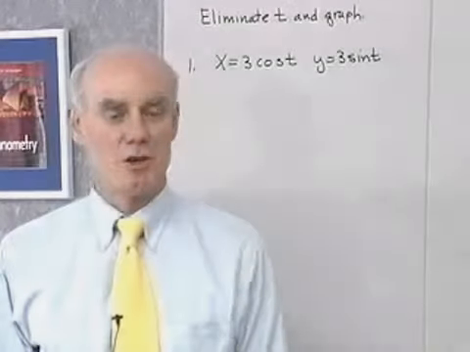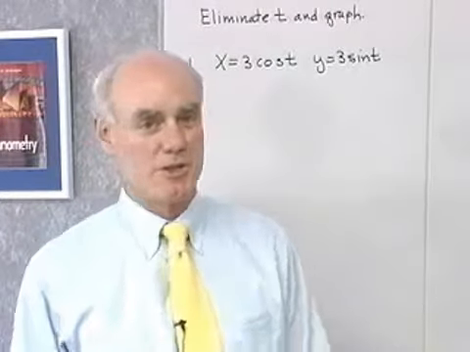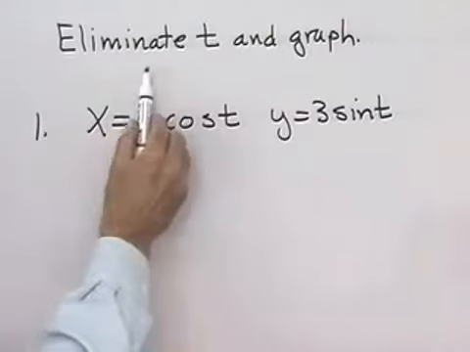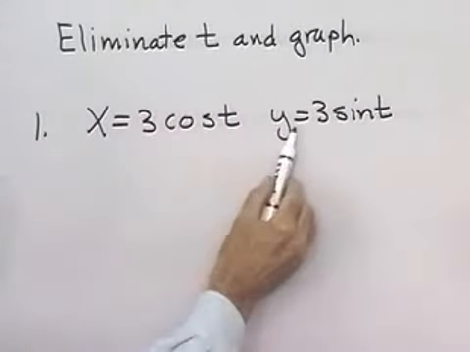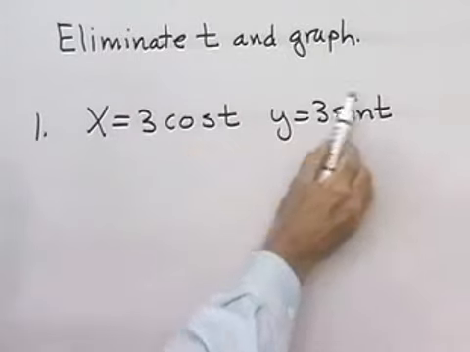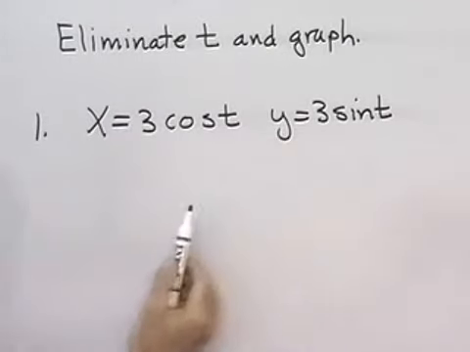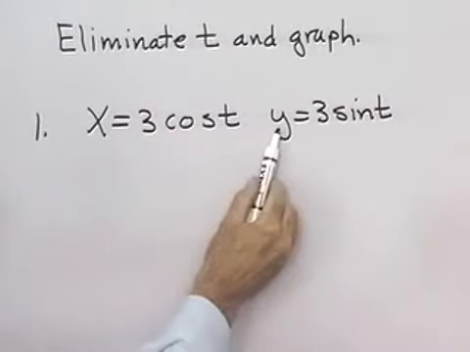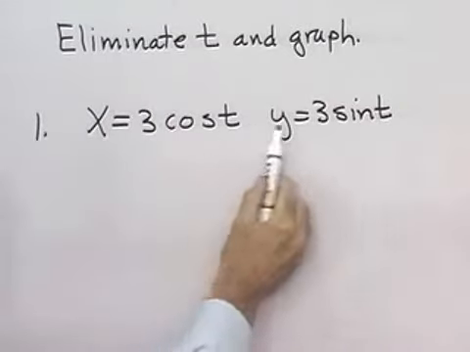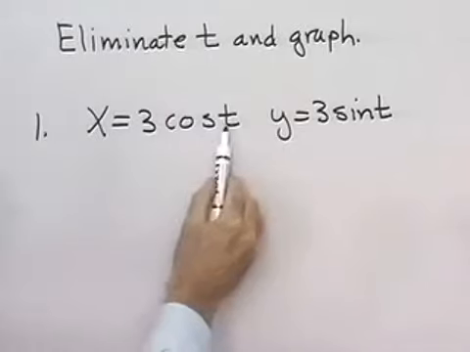In this section, we're going to take a quick look at some parametric equations. Here I've written we want to eliminate t and graph, and I have x equal 3 cosine t, y is equal to 3 sine t. So these two equations together are considered parametric equations, and x and y that we usually see on our coordinate system are given in terms of a third variable t, which we call the parameter.